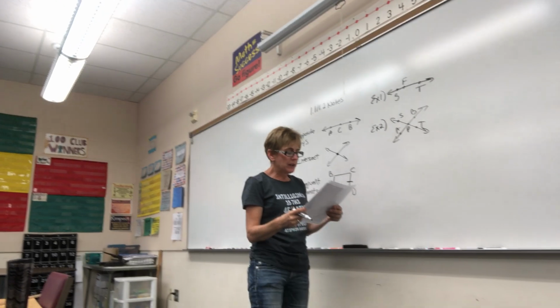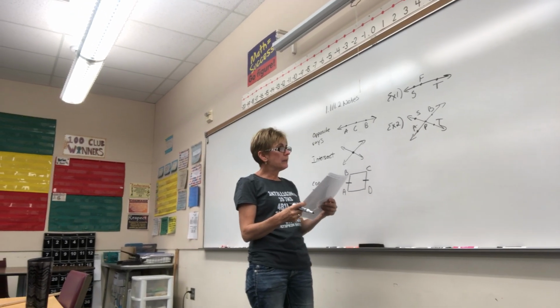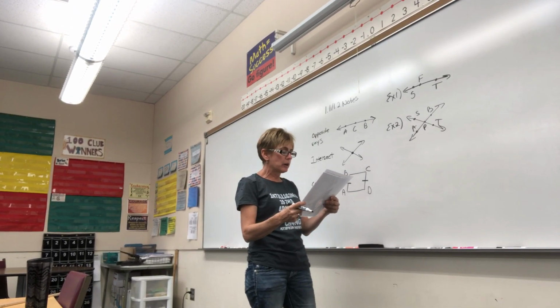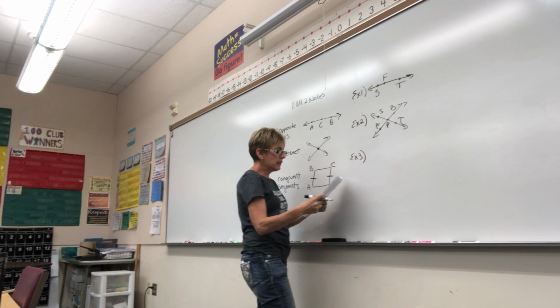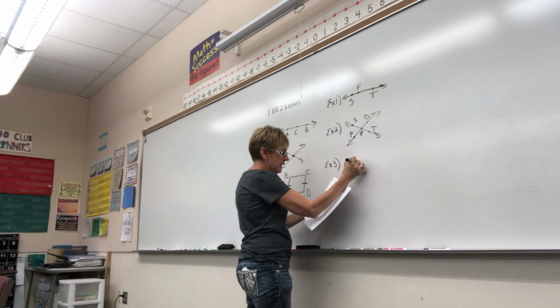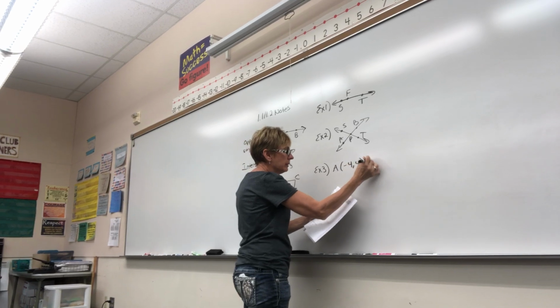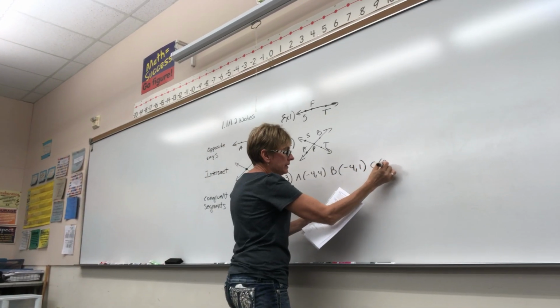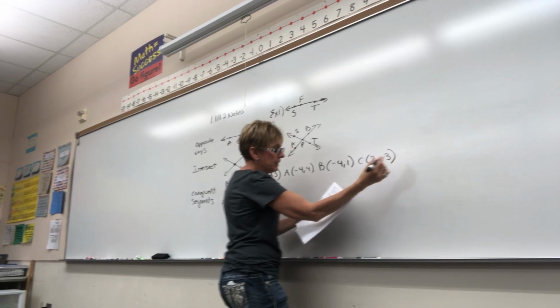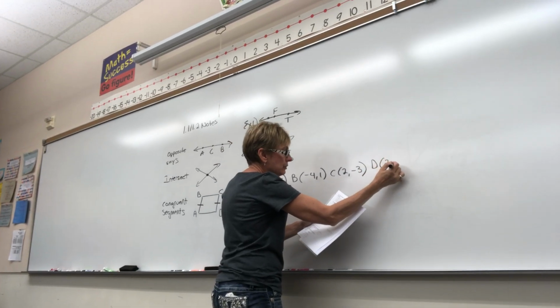Now, let's talk about plotting some points. We're going to plot some points and determine whether or not the segments we form are congruent. Let's call this example 3. So the points we're going to plot are A at -4, 4, B at -4, 1, C at 2, -3, and D at 2, 0.